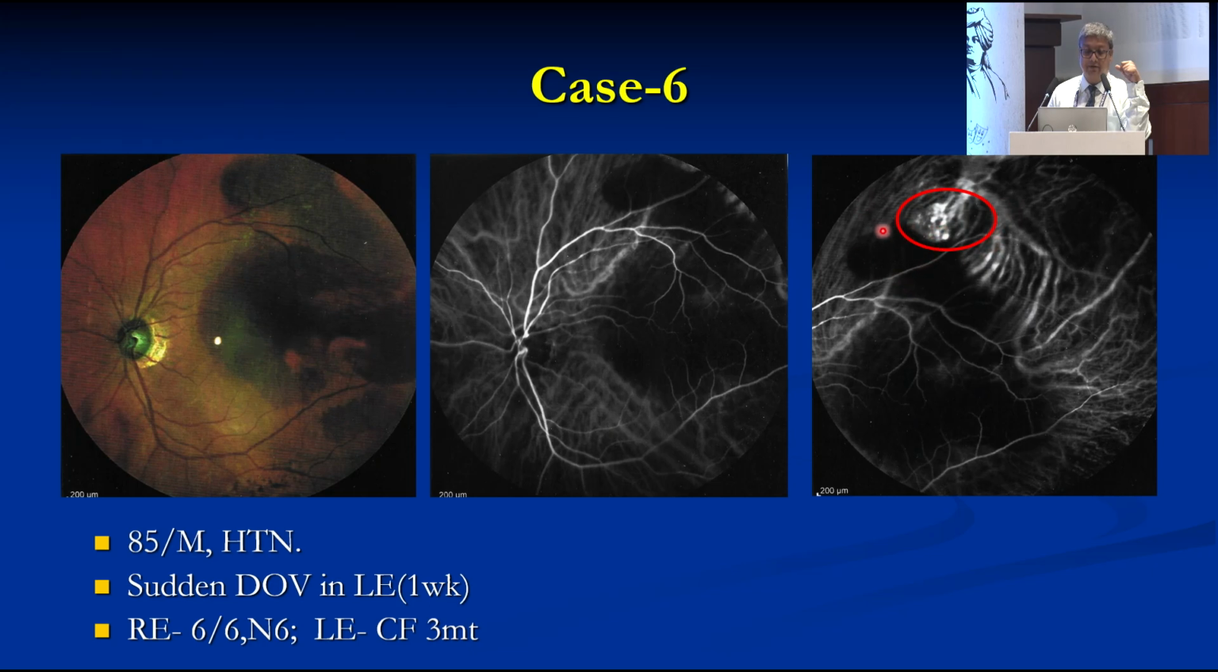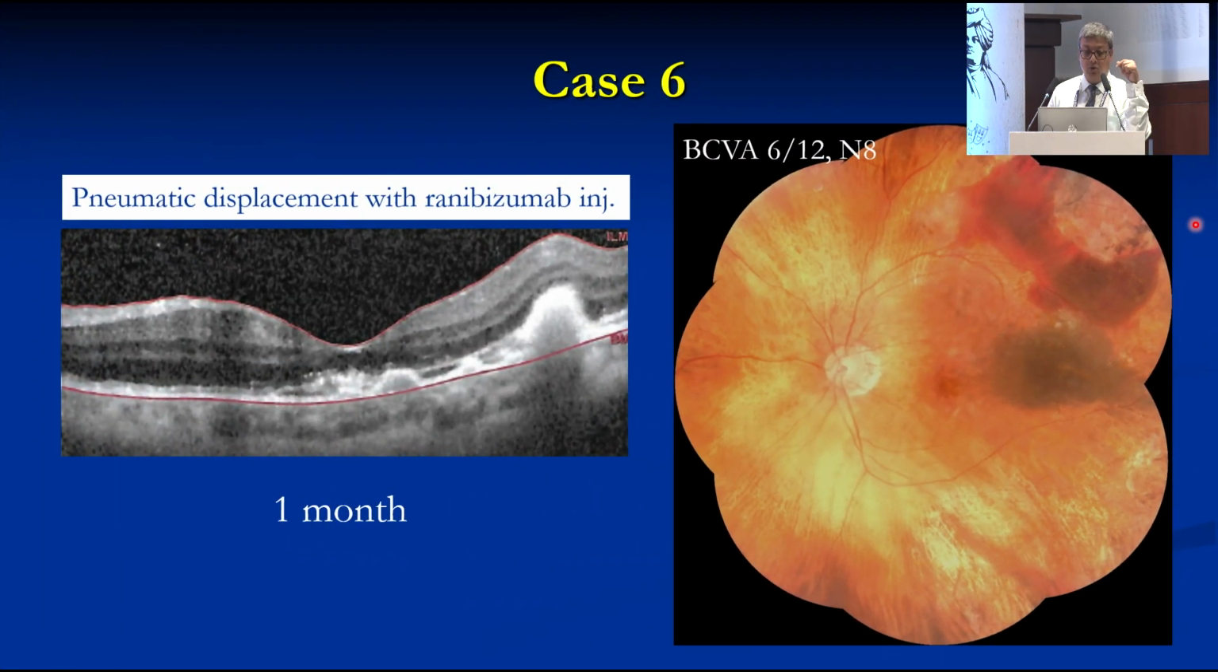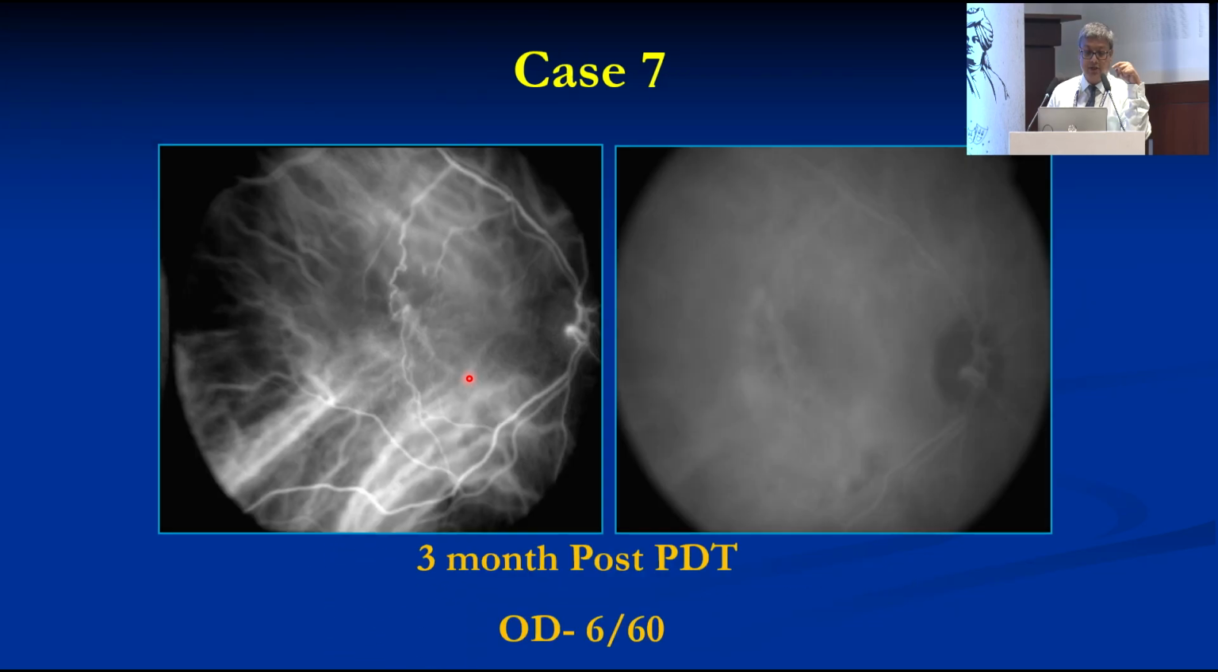You can see the peripheral polyp in the supratemporal quadrant of the same patient. We can treat this with laser and pneumatic displacement with injection. This is a case of RAP lesion. You can see the retinal choroidal anastomosis, and this is usually treated with PDT.